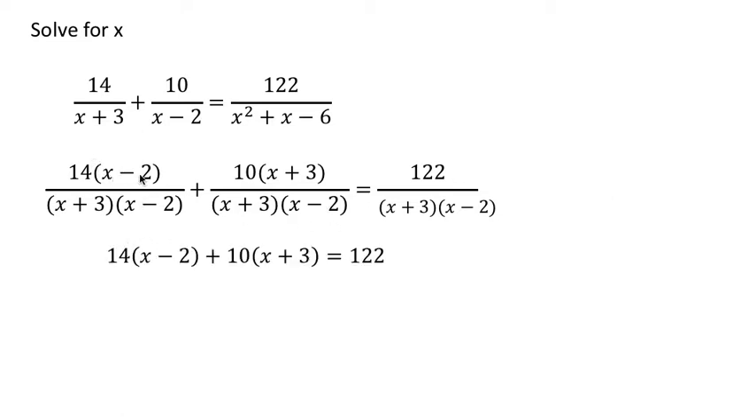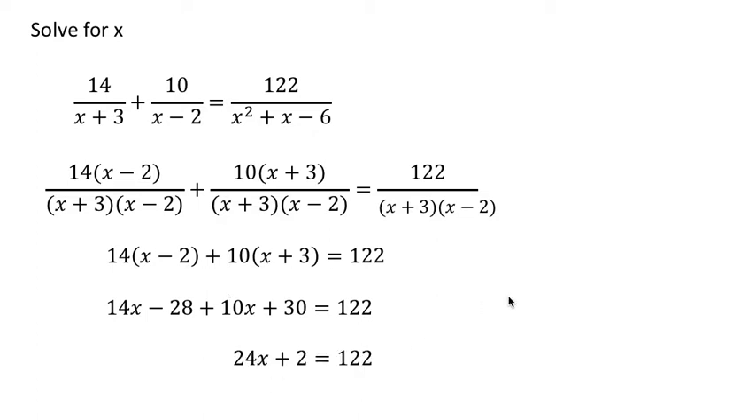So the numerators add up to 122. Expand the brackets, simplify, get all the x's on one side, numbers on the other, and divide. x equals 5. All that big mess there means x equals 5. So again, common denominator, cross multiply or cancel, and then simplify, simplify, simplify. That's solving rational equations. Hopefully these are skills you already have and you are able to do that pretty well.